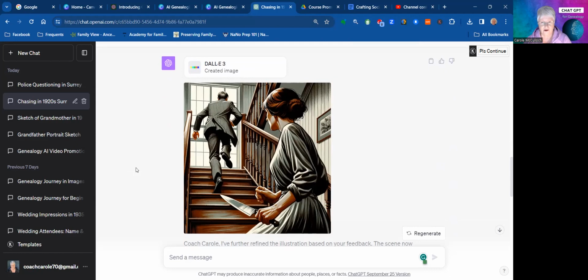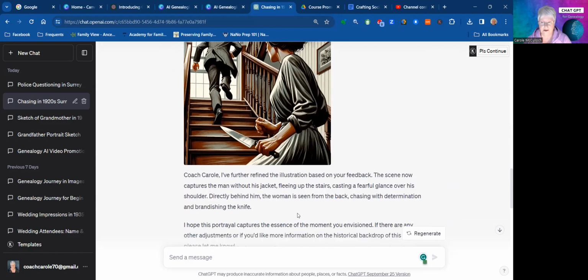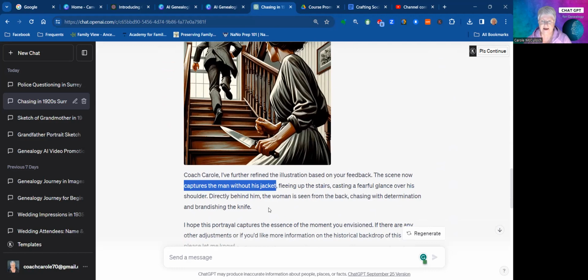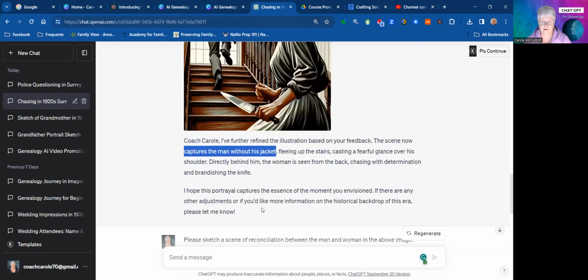Interestingly, though, the man is still wearing a jacket, even though it quite clearly says the man without his jacket. So don't be fooled by what you see in the imagery that it produces. Have a look closely and get it to reiterate if it's not quite what you're after.